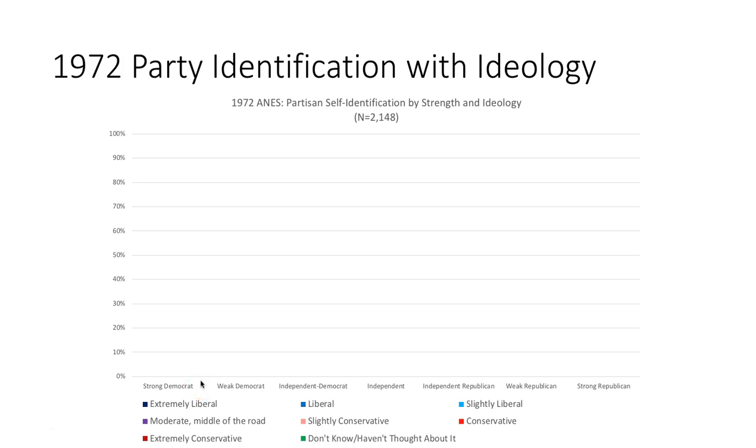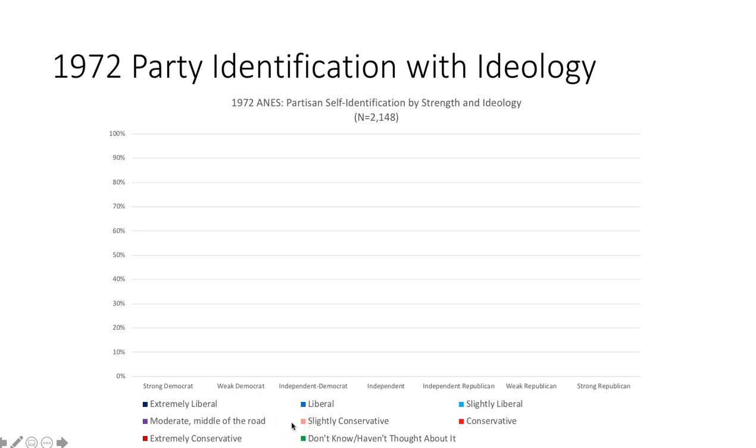So this is the 1972 American National Elections Survey. Again, this is done massively within presidential years, and they asked for the respondents' party identification based on strength. We've talked about this before, strong Democratic to strong Republican, independent in the middle. And then they ask, what ideology do you adhere to? Everything from extremely liberal to extremely conservative, or don't know, haven't thought about ideology.